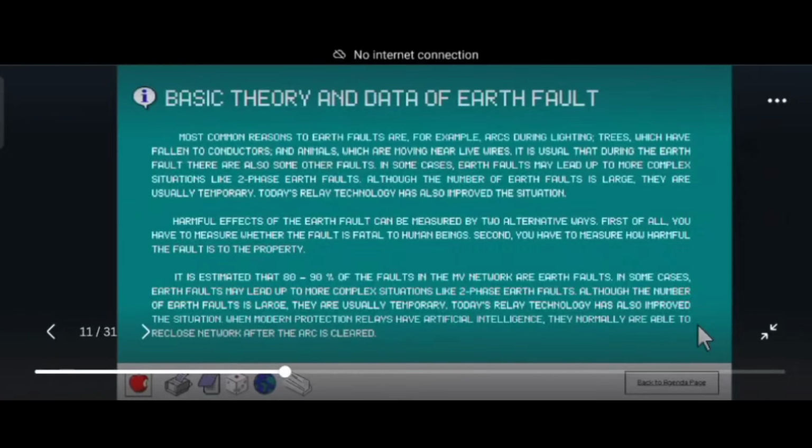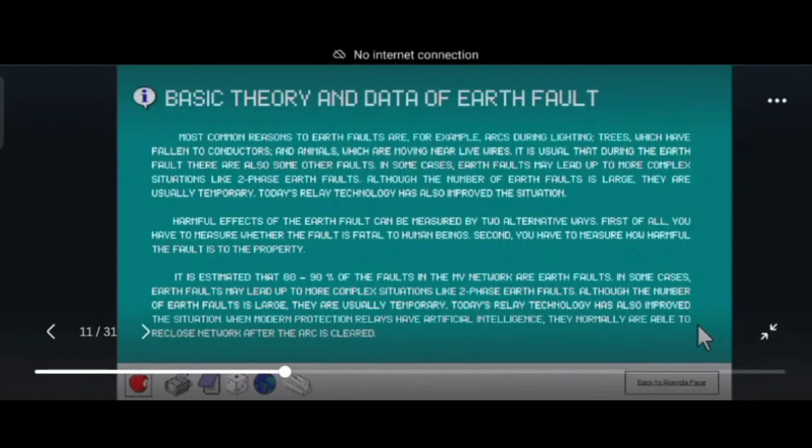Today's relay technology has also improved the situation, and the harmful effects of the earth fault can be measured in two alternative ways. First of all, you have to measure whether the fault is fatal to human beings. Second, you have to measure how harmful the fault is to the property. And it is estimated that 80 to 90% of the faults in the main network are earth faults.